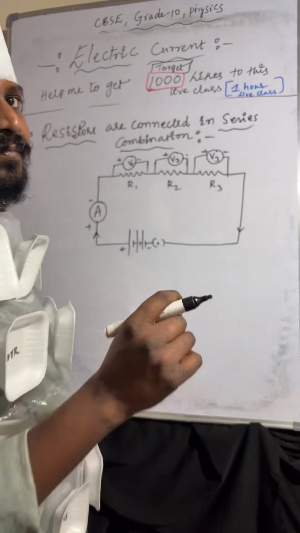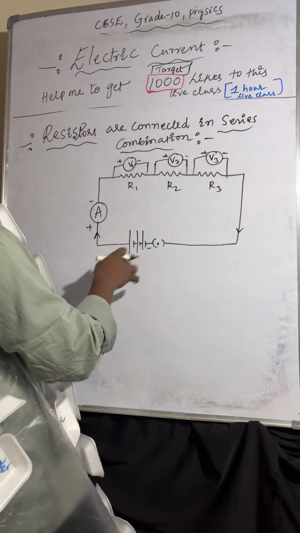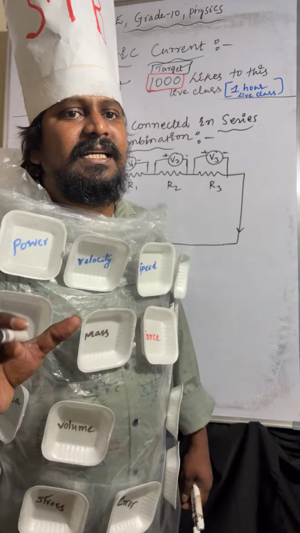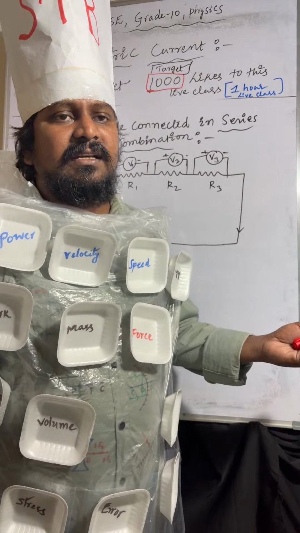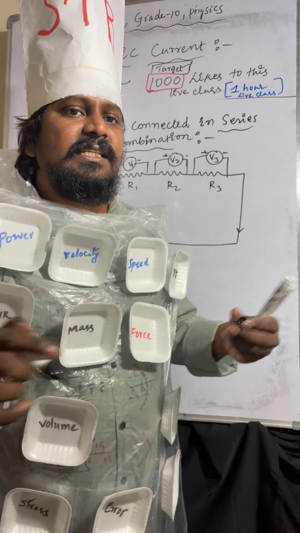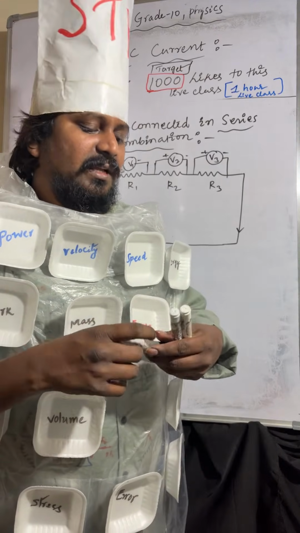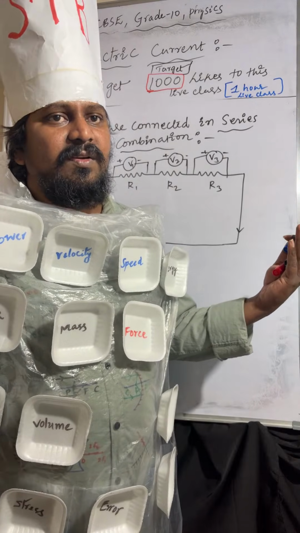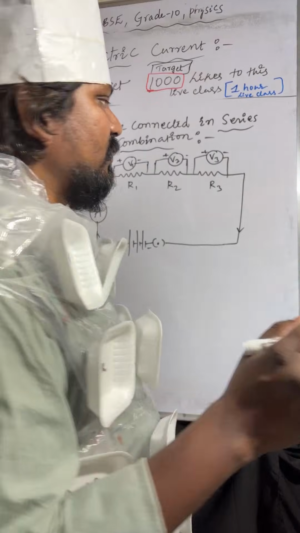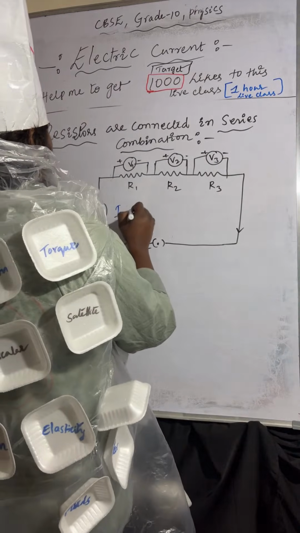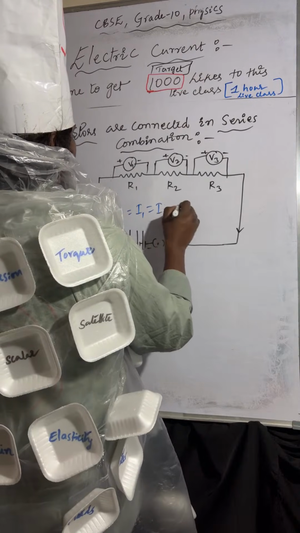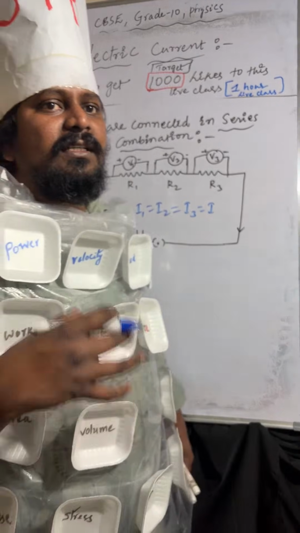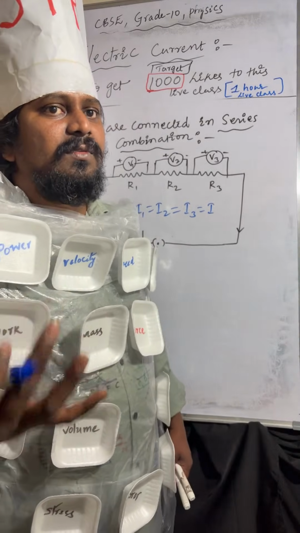Here you can observe, current is passing like this. In the entire circuit, all resistors are connected in series combination. If resistors are connected in series combination, current is the same throughout the circuit. That is why I equal to I1 equal to I2 equal to I3 equal to I.